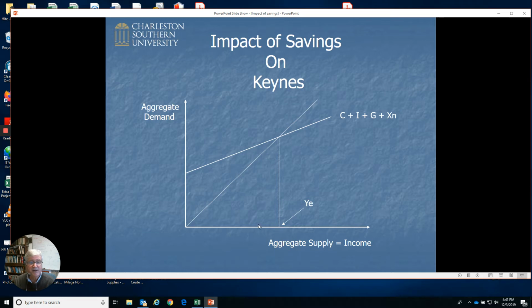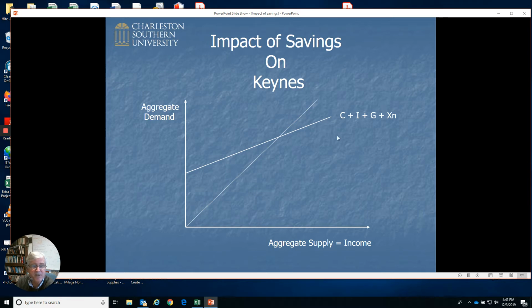Anywhere to the left of there, aggregate demand is greater than aggregate supply and the economy would expand. Anywhere to the right of there, aggregate demand is less than aggregate supply and the economy would shrink. Okay, so here's what happens when we have savings. If we have savings, that equilibrium won't happen.